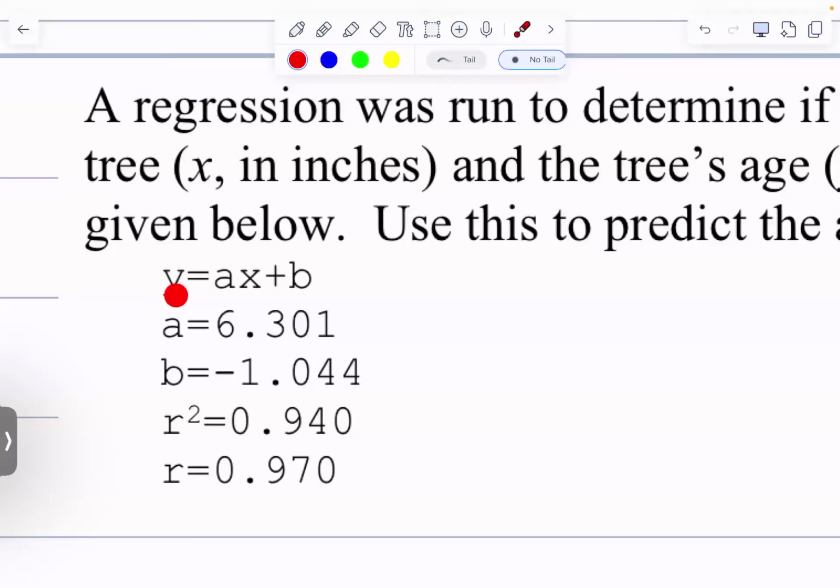Okay. First, it tells us the format of the line, right? A is our slope and B is our y-intercept. Okay. And then it tells us, hey, A is 6.301, right? Our B is negative 1.044. Our R squared is 0.94, and our R, our correlation, is 0.97. Right?